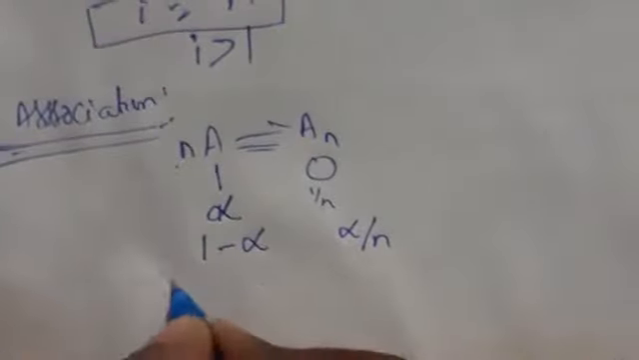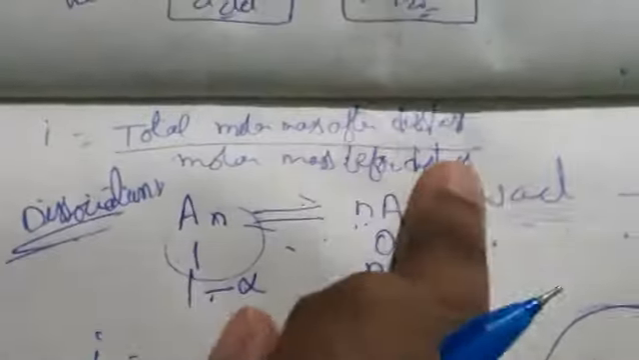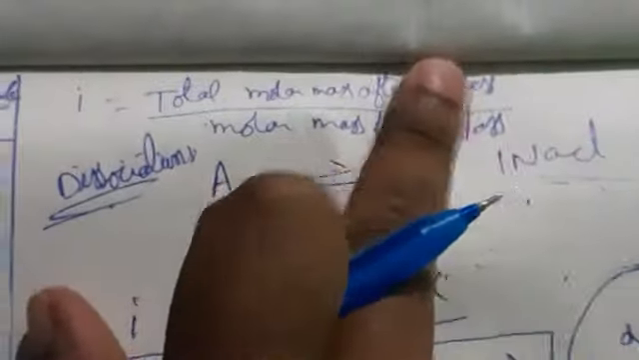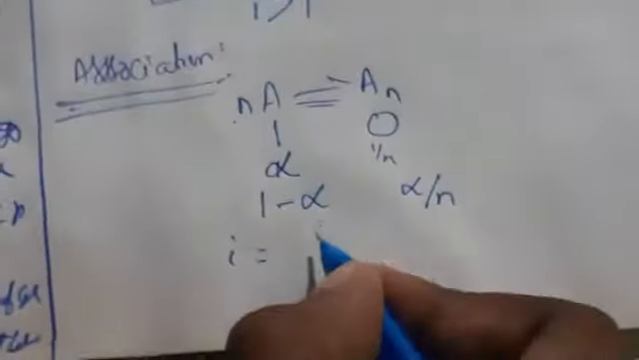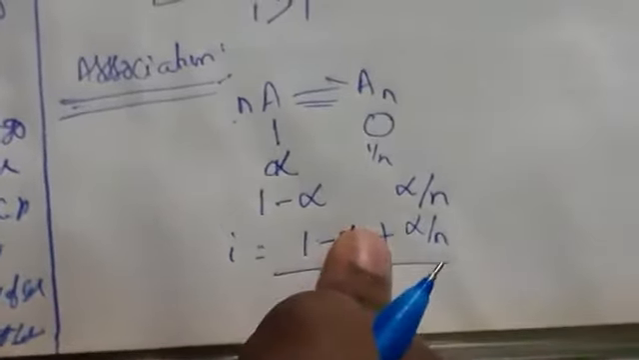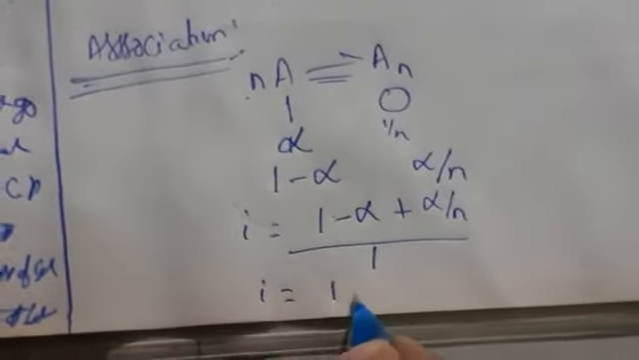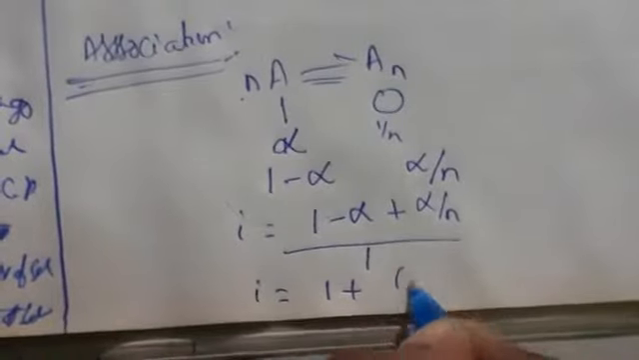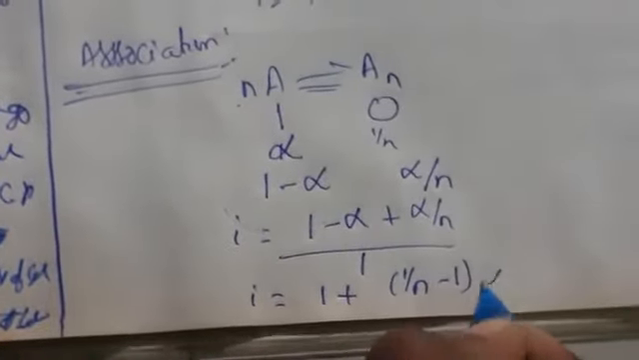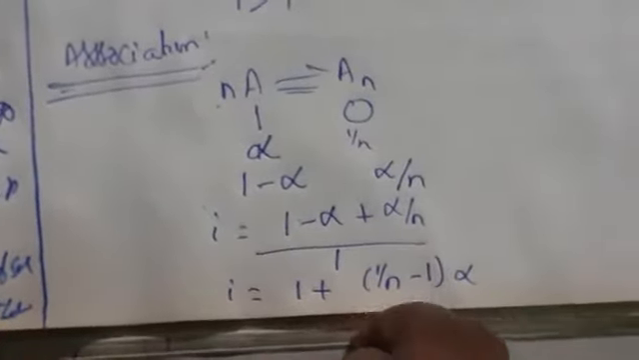So what is the Van't Hoff equation? It is the total number of moles after association divided by the number before association. So after association it is 1 minus alpha plus alpha by n, and before association it is 1. If you take the alpha value common, we get i is equal to 1 plus (1 by n minus 1) into alpha. This is the value you get here.